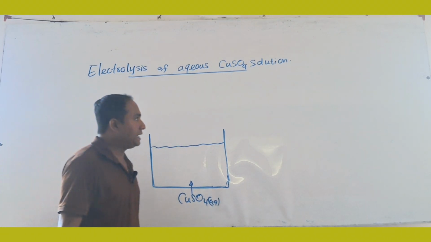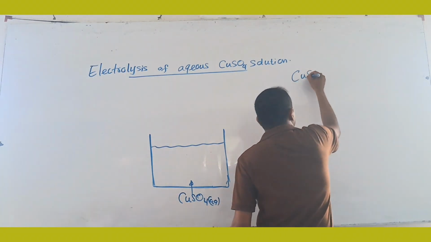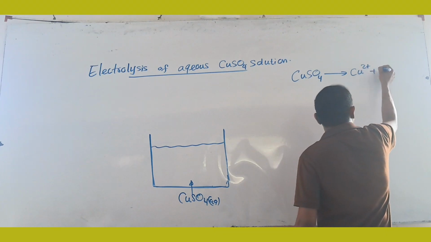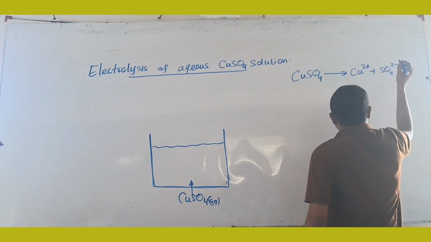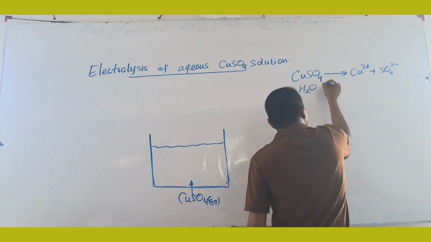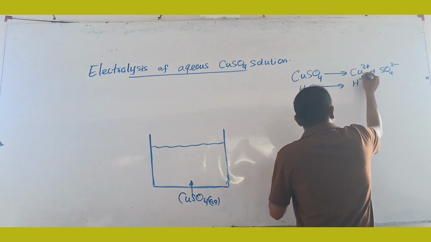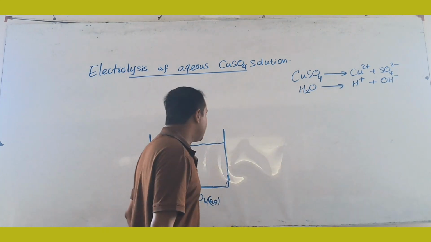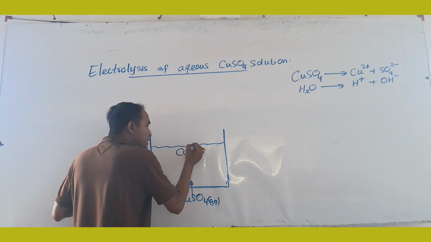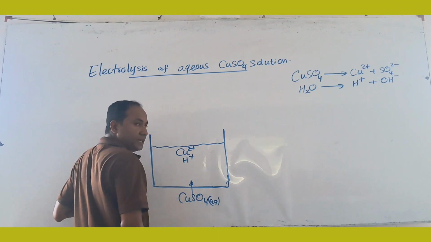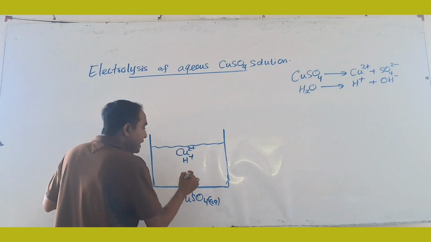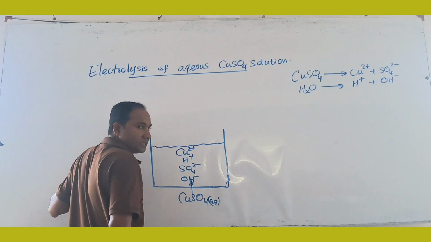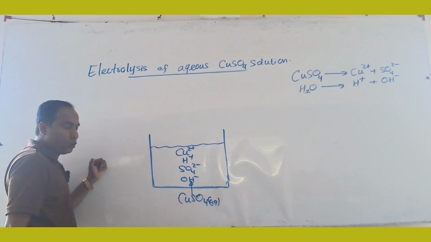So what are the ions contained in the aqueous copper sulphate? Copper sulphate ionizes and forms Cu2+ and SO4 2-. Due to ionization of water, H+ and OH- ions are formed. The positive ions in this solution are Cu2+ and H+. The negative ions are SO4 2- and OH-. Those are the ions contained in this solution.